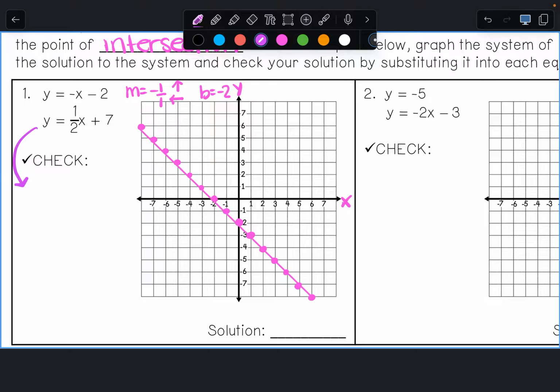So, I'm going to draw my horizontal line. Oh, that's ugly. There. You're lucky you can compute it. I know.